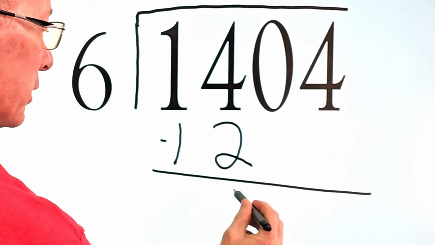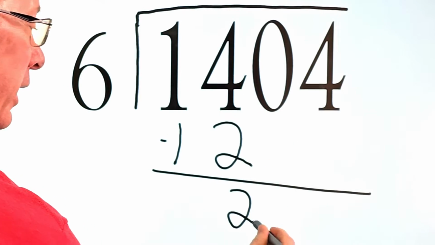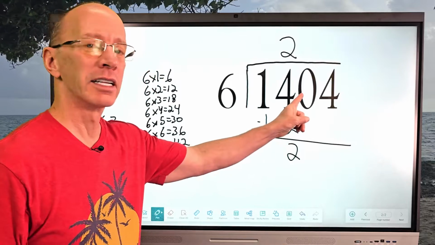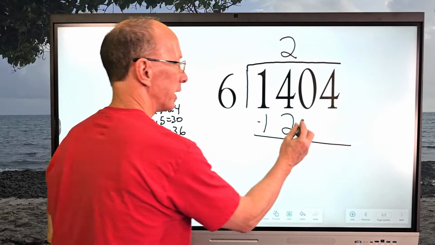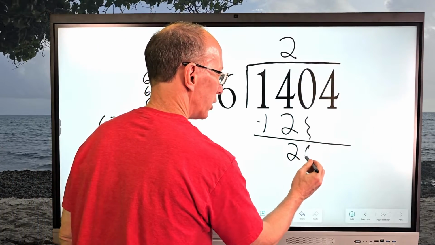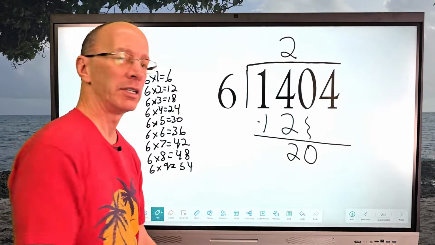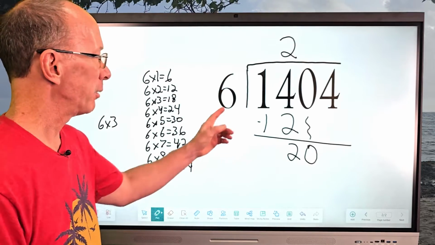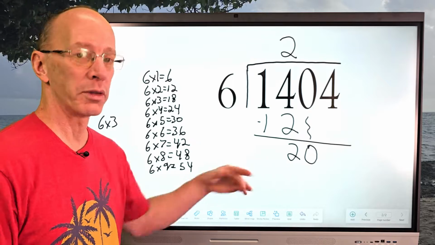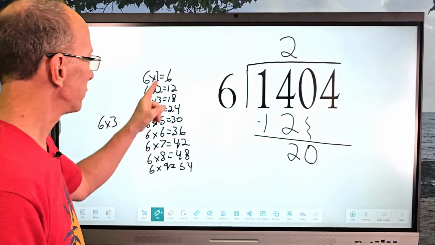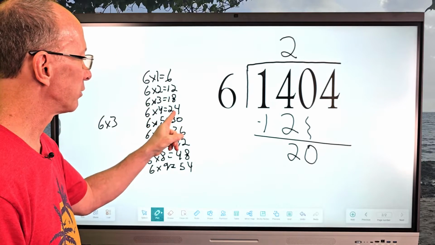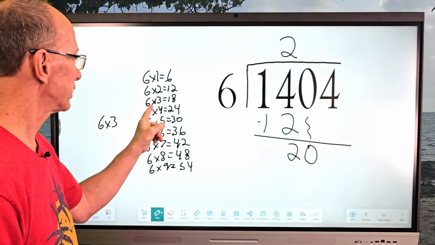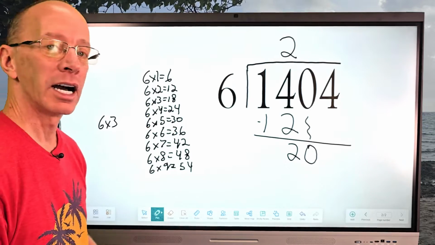And now my next step is going to be subtraction. So then 4 minus 2 equals 2. And then our next step is we're going to bring the 0 down. We're just going to drop it right down, just like this. Put the 0 right there. And then we start the whole process over. How many times can I put 6 into 20 without going over 20? So I'm just going to look right here. I have 18 and I have 24. Looks like 6 times 3 would be 18.